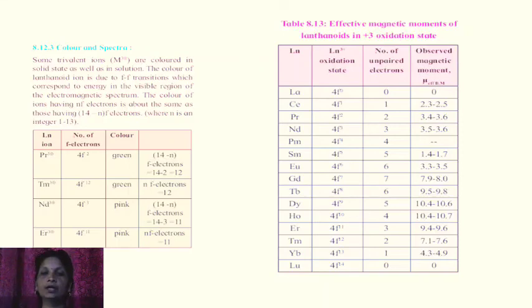Erbium+3, 11 electrons in 4f, number of unpaired electrons 3, so the observed magnetic moment is 9.4 to 9.6. Tm+3, 4f12, 2 unpaired electrons, 7.1 to 7.6. Ytterbium+3, 4f13, 1 unpaired electron, so the observed magnetic moment is 4.3 to 4.9. Lutetium+3 will show 4f14 outer electronic configuration, number of unpaired electrons 0, so the observed magnetic moment is 0.